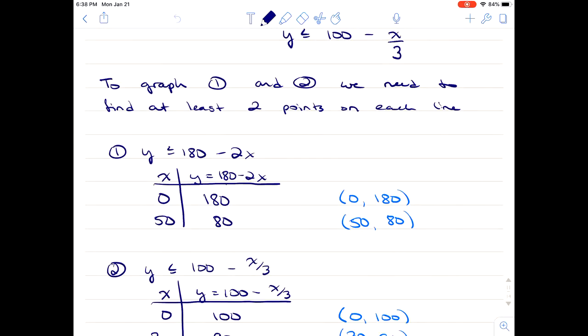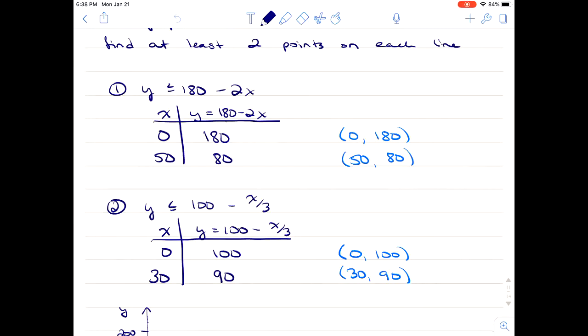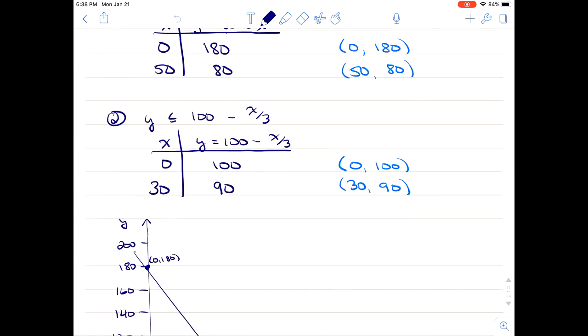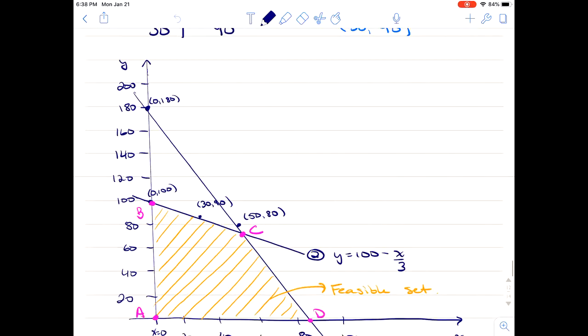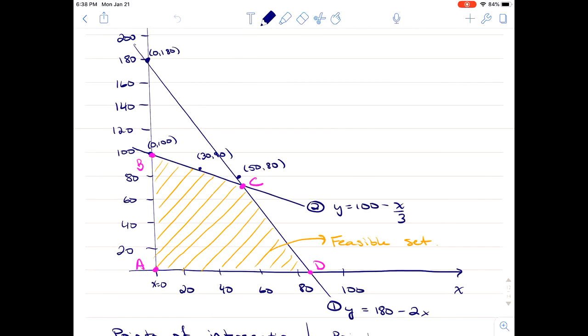Then we said to graph a straight line, we need 2 points on the line. So any 2 points, pick convenient values of x, right? For the first one, we picked 0 and 50. You could have picked any values, right? And then for the second one, again, we picked 0 and 30. Why not? Okay. And then we went ahead and drew those points. Of course, our graph isn't quite as beautiful as it could be because I just drew these ticks on there, right? And we did it together.